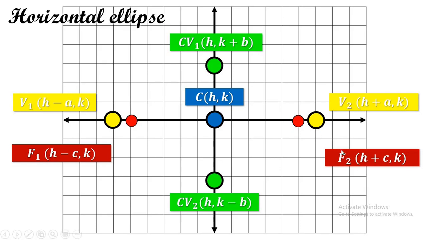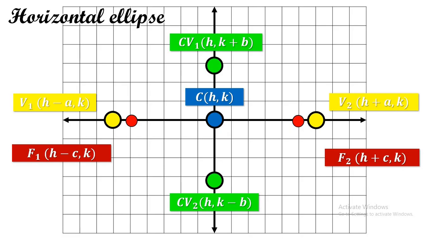Now, if you do not want to graph, here is the formula you can use to identify the coordinates of the foci. Take note that we moved horizontally. That's why there is a manipulation here in terms of the x-coordinate. h was added and subtracted by c. Why c? Because c is the number of units assigned in plotting the foci.